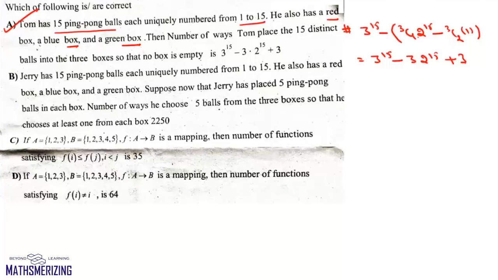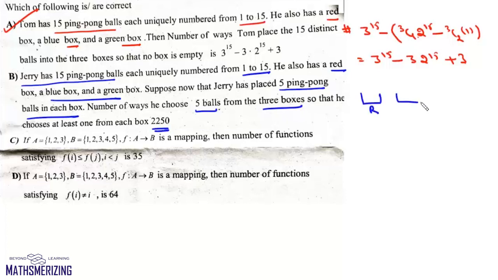Now option B is, Jerry also has 15 ping pong balls, again distinct, and he also has 3 boxes, red, blue and green. Now suppose that Jerry has placed 5 ping pong balls in each box. Then the number of ways he chooses 5 balls from these 3 boxes so that he chooses at least one from each box is 2250. So we have 3 boxes, red, blue and green, and each of them have 5 balls. Now we need to select 5 balls so that at least one ball is selected from each box.